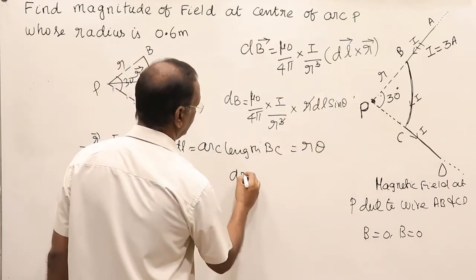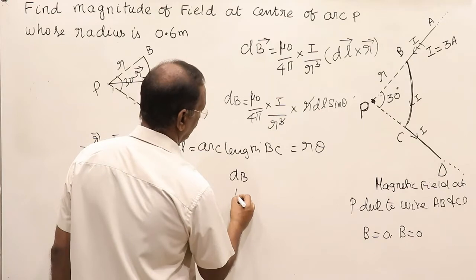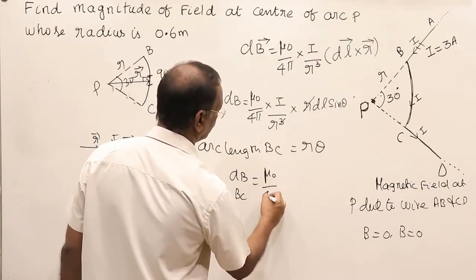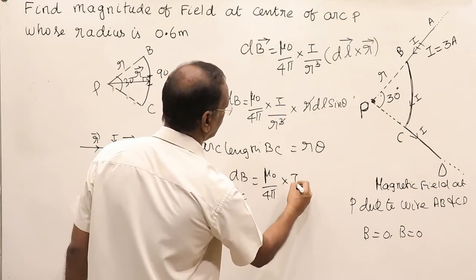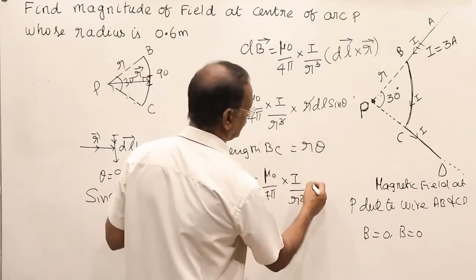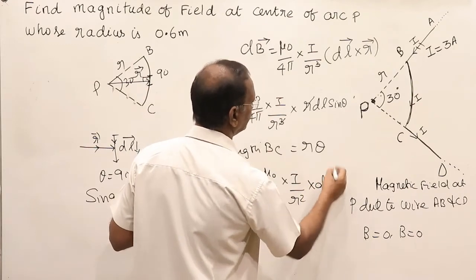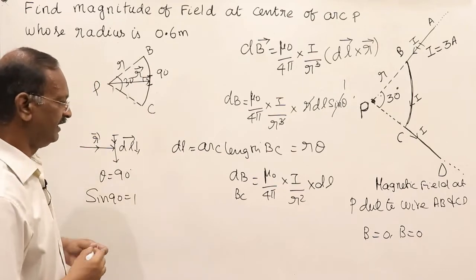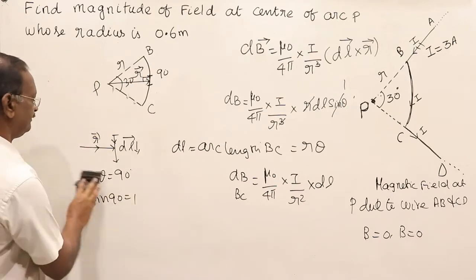Therefore dB can be written for the portion BC. dB is mu naught by 4 pi into I divided by R square, this sine cancelled, into dl, because this is equal to 1. So this is the magnetic field due to the portion BC.